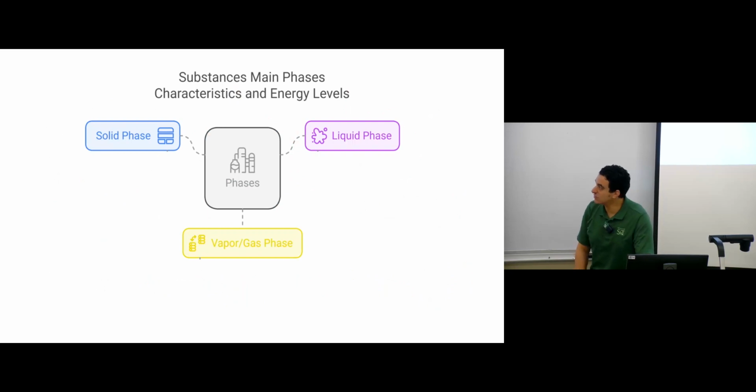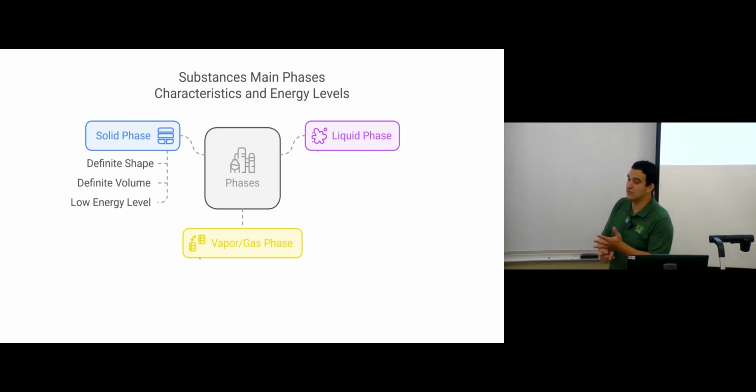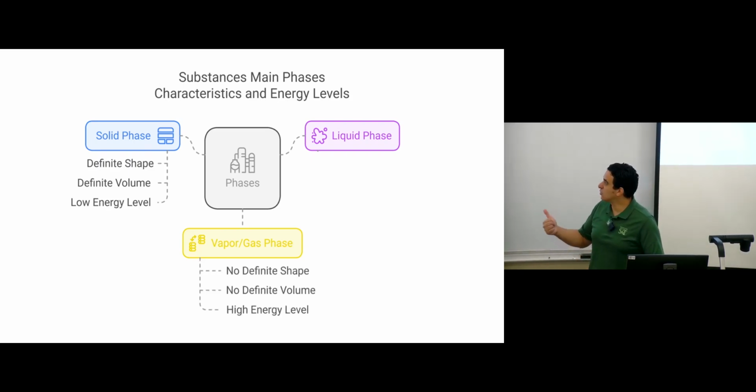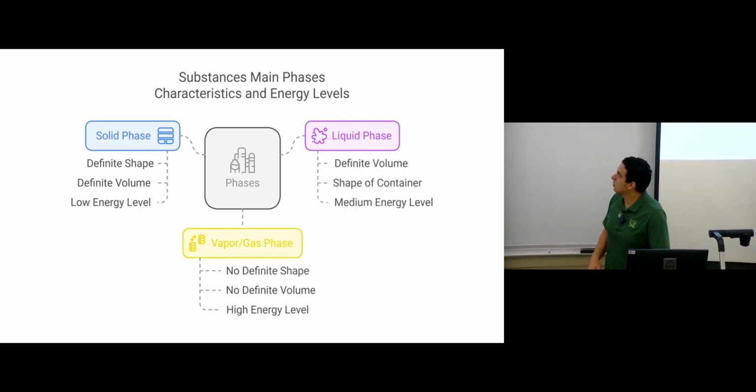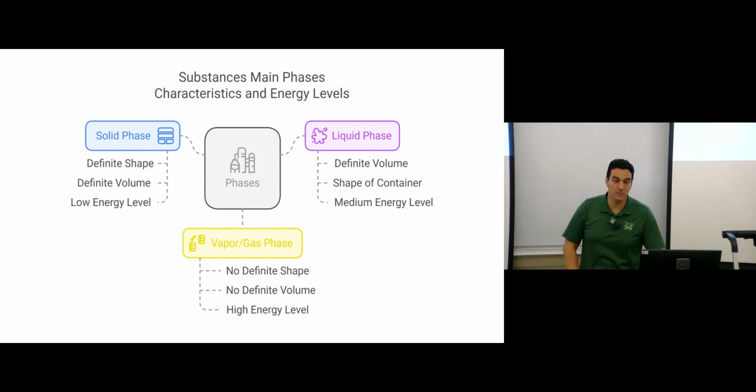And the main differences between them: the solid phase has definite shape, definite volume, and the energy level is very low. While the vapor phase has no definite shape, no definite volume, and the energy level is high. Also the liquid has definite volume, but it doesn't have a definite shape, and the energy level for this one is medium.